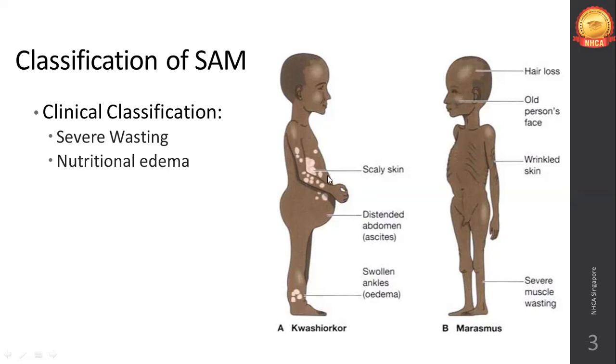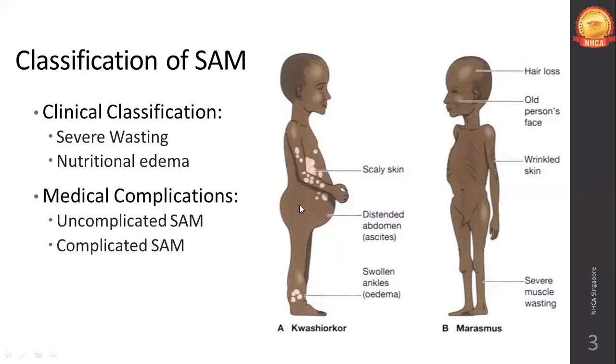Nutritional edema, figure A, you can see here. The child is thin, but if you see the abdominal part of the child, it is edematous. The abdomen is protruded, a distended abdomen that has edema, with swollen ankles, swollen lower limbs, scaly, flaky skin. That is nutritional edema. We call it kwashiorkor. This is the clinical classification based on clinical features. Based on the medical complications, you have uncomplicated severe acute malnutrition and complicated severe acute malnutrition.